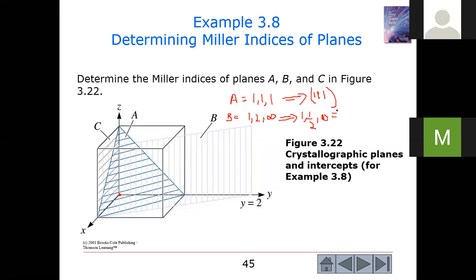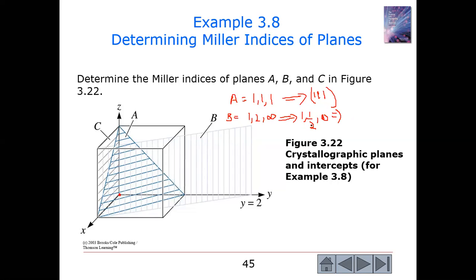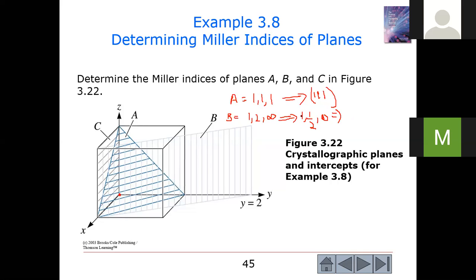Okay. So the next step is clear fractions. So we have to multiply it with 2. If you multiply it with 2, the first will be 2, the second one will become 1, and this will become 0. And enclose it in parentheses. So 2, 1, 0. So this plane is (2 1 0).